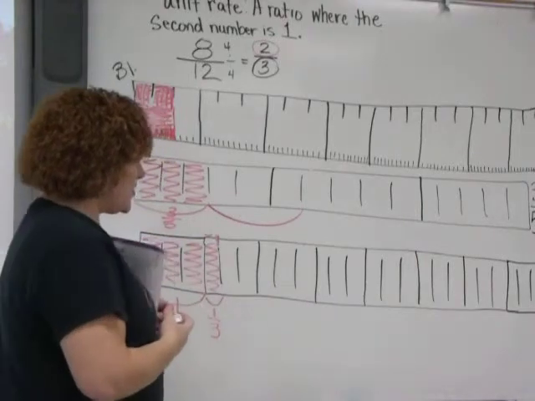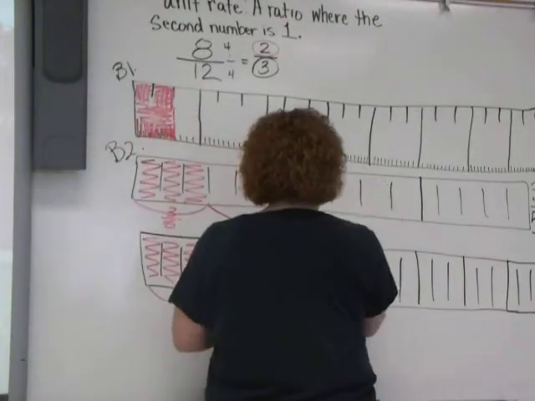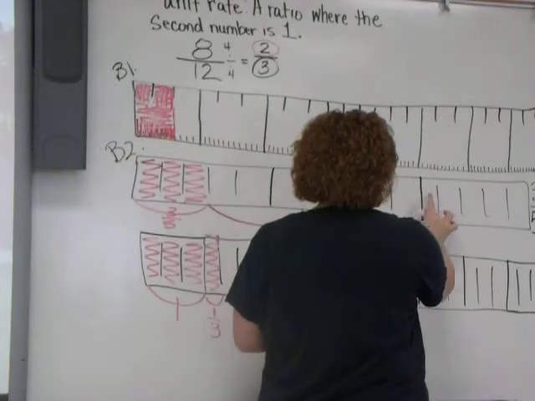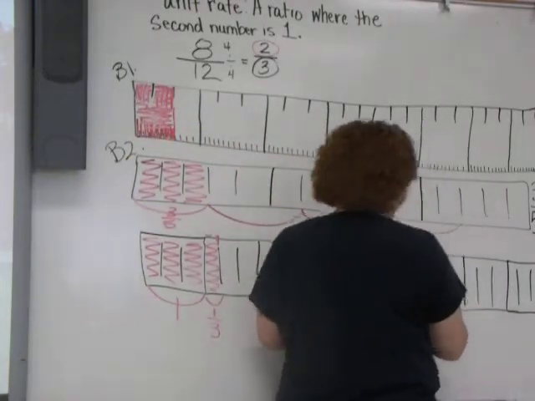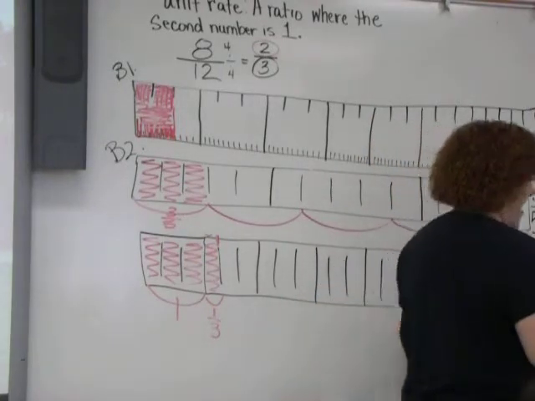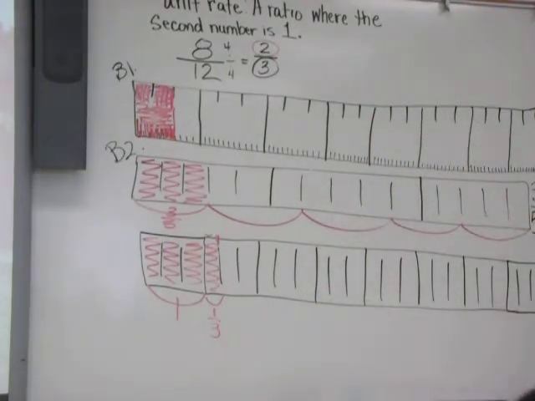That would be person 2. 1, 2, 3. That would be person 3. 1, 2, 3. That would be person 4. 1, 2, 3. That would be person 5. That would be what each person gets to share that gummy worm with 5 people. They get 3/5 of a segment. So underneath there where it says how much, they get 3/5 of a segment.